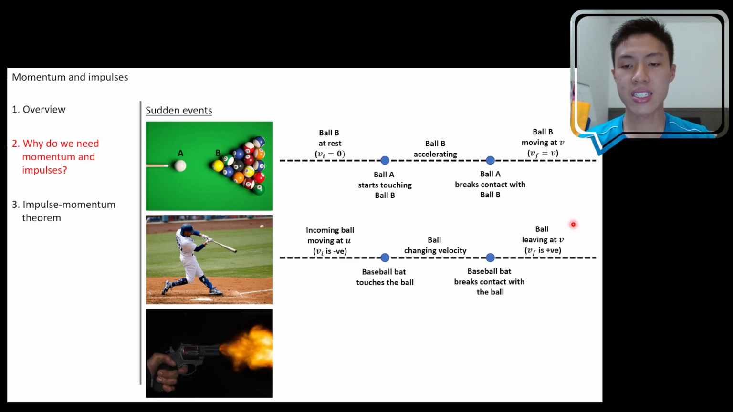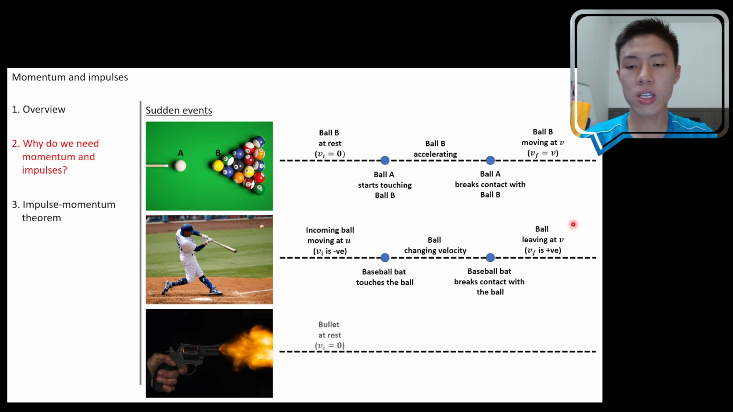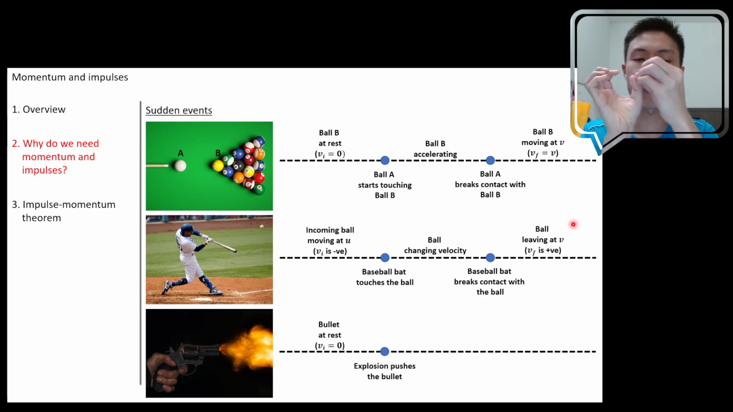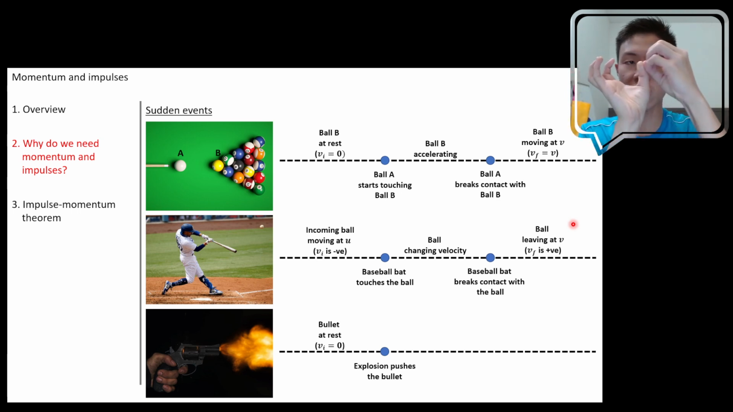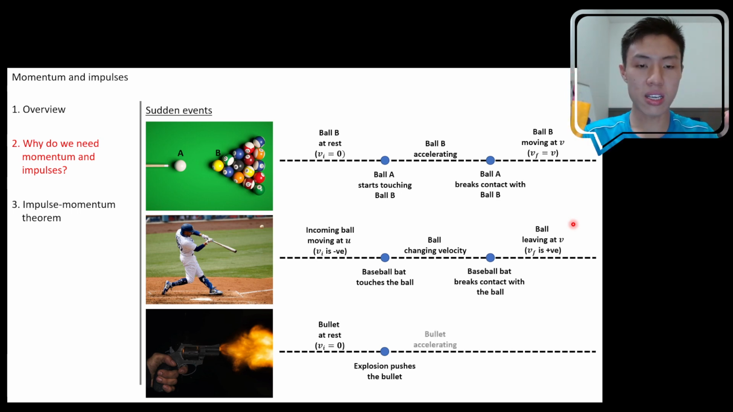Okay, the last example is an explosion, which is when you fire a pistol. Our object of interest is the bullet inside the pistol. Initially, the bullet was at rest inside the barrel of the pistol. But once you fire the pistol, the explosion will be in contact with the bullet. I can say the gush of air is in contact with the bullet inside the barrel. Then the bullet accelerates until it gets out from the gun barrel.